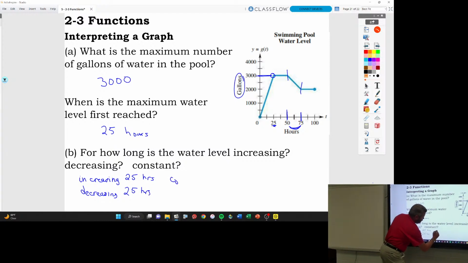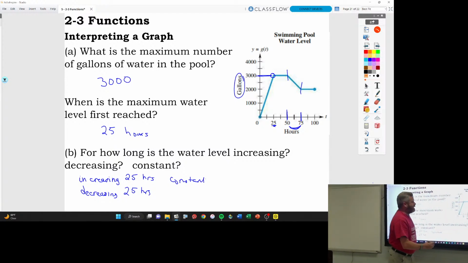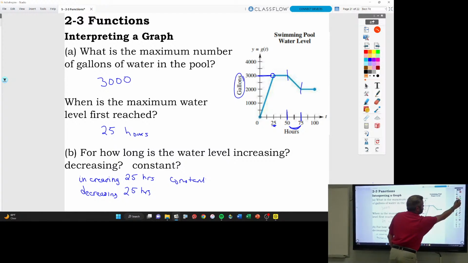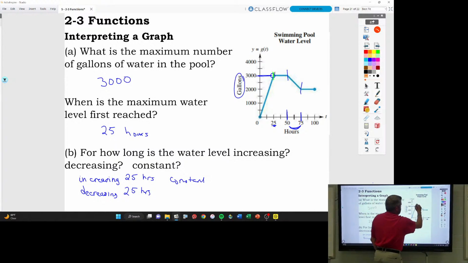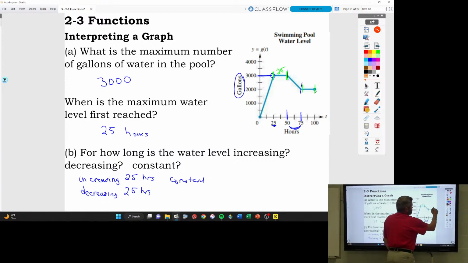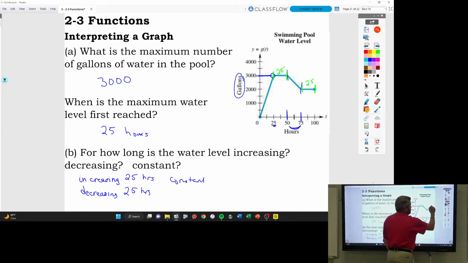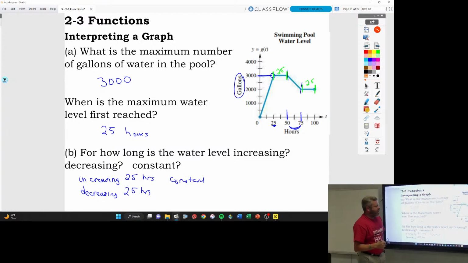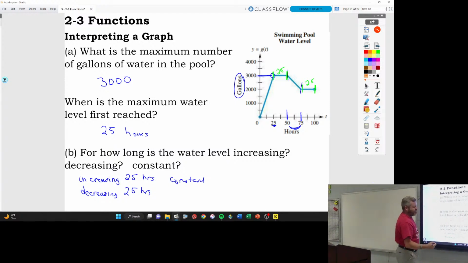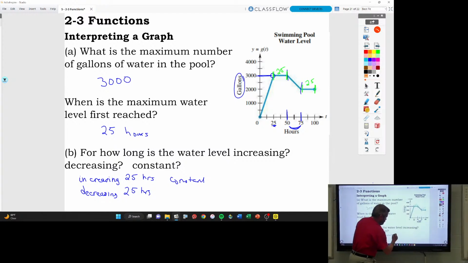Constant. Well, constant is where it's flat. So it's flat from 25 to 50, so that's 25 hours there. And then from 75 to 100, it's also constant, so that's another 25 hours. So the total amount of time the water is at a constant level, 25 and 25, that would be 50 hours.